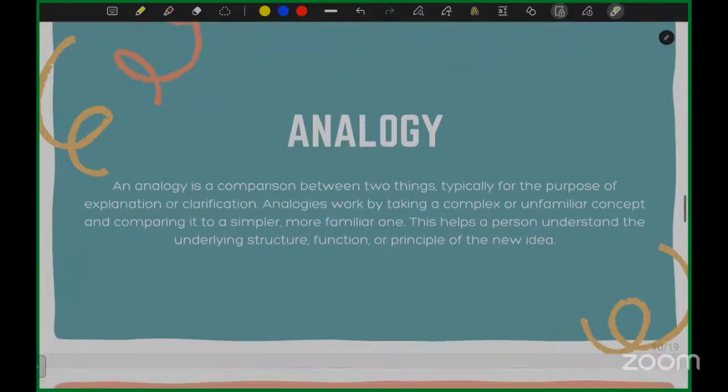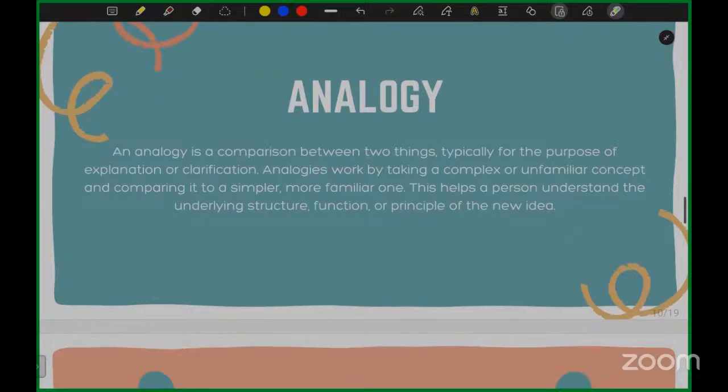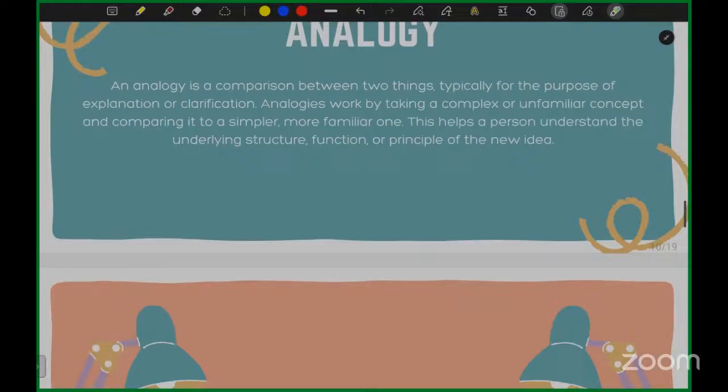So what is analogy? Analogy is nothing but a comparison between two things, typically for the purpose of explanation or clarification. There are also types of analogies. I have given you some examples down below. From those examples, you can understand what analogy is in a much more effective manner. So what are the types of analogies we can see now?